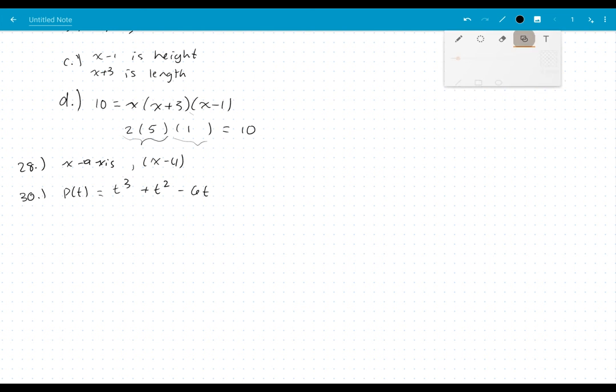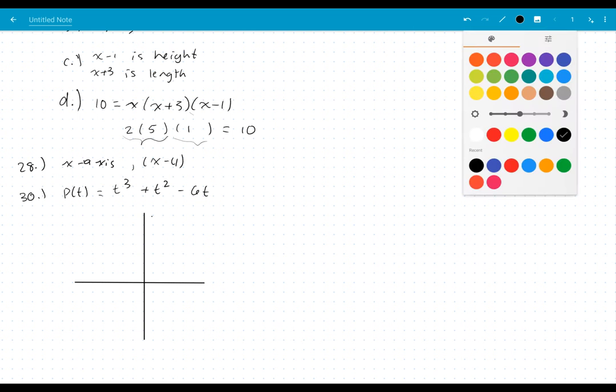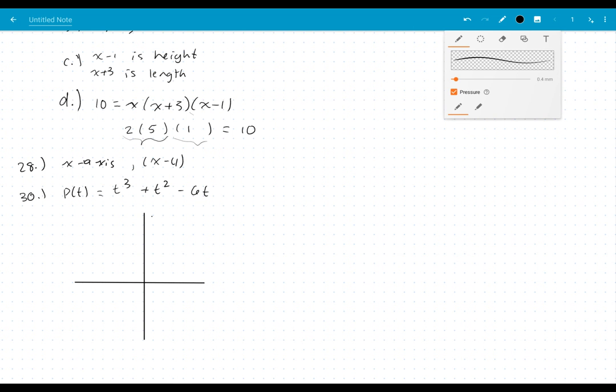So let's draw our axes. And they want us to graph it. We know that this function has a 0 at 0. So we have T and we have P(T), and we have a 0 at 0. And we don't care about any of the zeros before 0. So do we have any zeros after that? Well, what's 1 plus 1 minus 6? That's going to be negative 4. So at 1 it is negative 4.